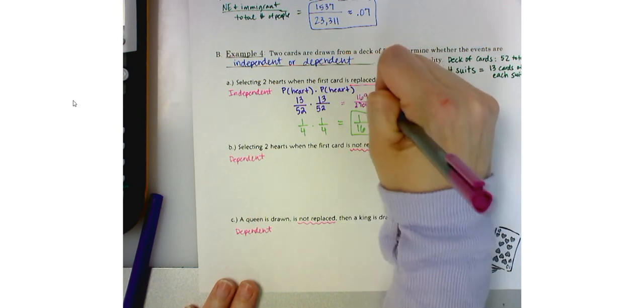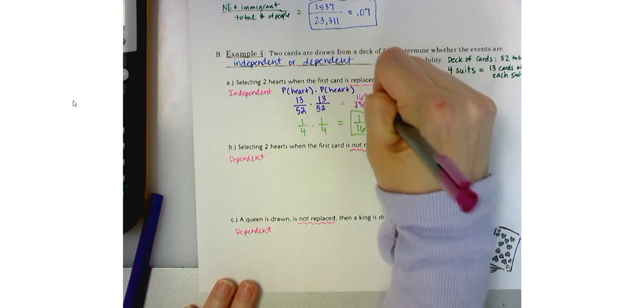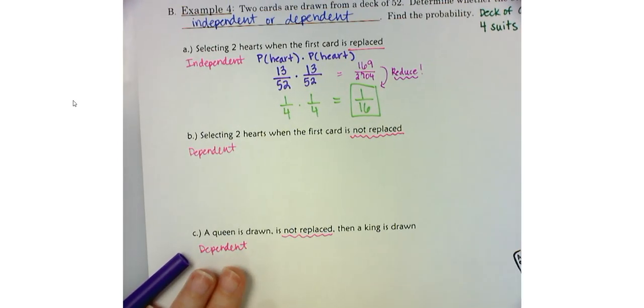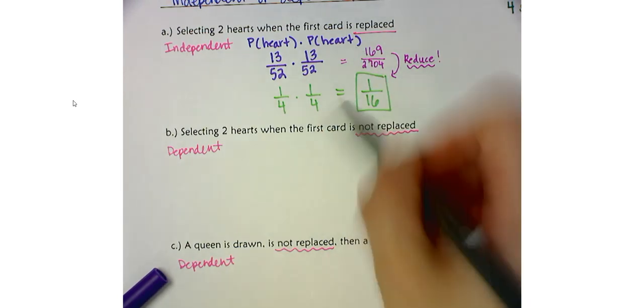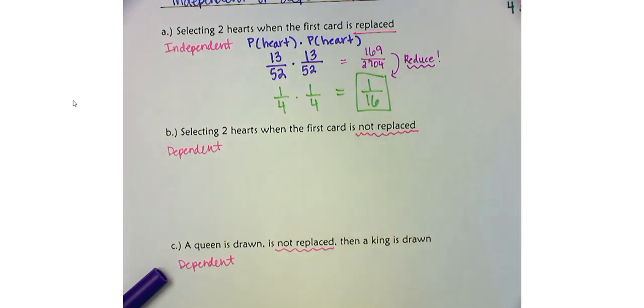All right, let's look at the second one. So selecting 2 hearts when the first card is not replaced. So what this means is you're finding the probability of drawing a heart, and then you're multiplying that by the probability of drawing a heart when a heart is already drawn. I'm just going to use symbols, okay? Drawing a heart when a heart's already drawn.